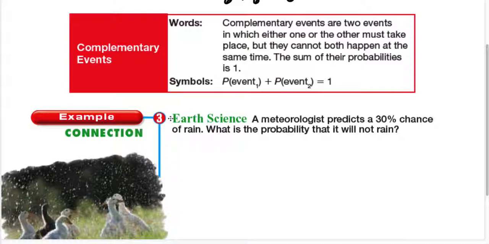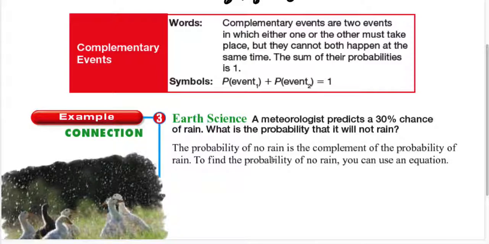Okay, so earth science: a meteorologist predicts a 30% chance of rain. What is the probability it will not rain? So this is an example of a complementary event. The probability of no rain is a complement of the probability of rain. To find the probability of no rain, you can use an equation. We say that the probability of rain plus the probability of no rain will be equal to 1, because the probability of rain and the probability of no rain cannot happen at the same time. So they are complementary events, and we use the formula for complementary events.